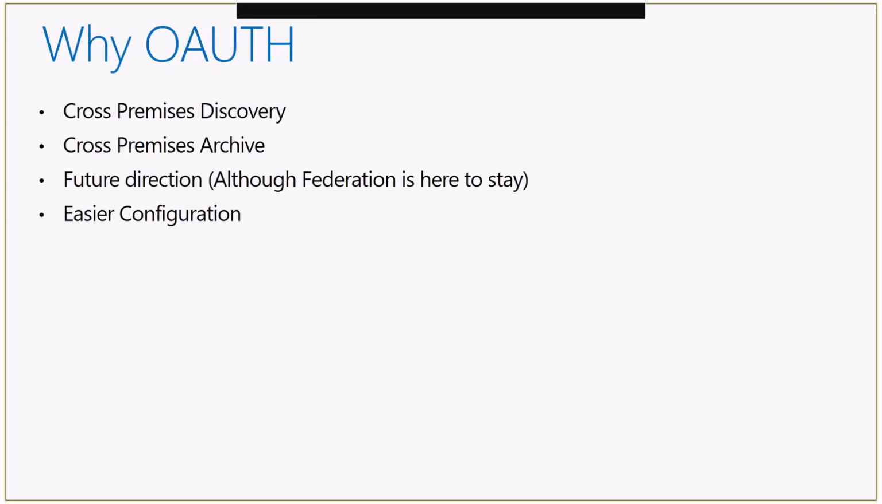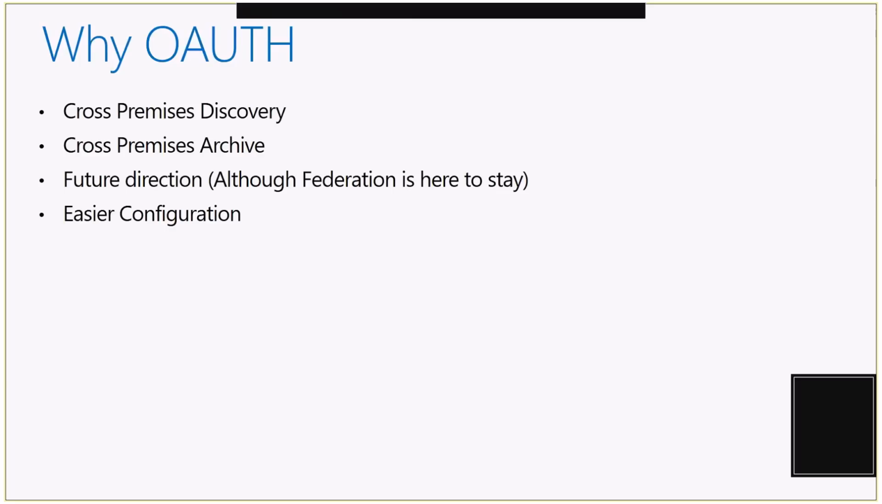OAuth is designed to perform the authentications that used to be done by the Microsoft Federation Gateway for certain features. It was done through what we used to coin as XTC, XSO to the cloud, and now that's been replaced, and we use OAuth for that. Again, the Federation Gateway is here to stay. It just doesn't work for certain features, and it hasn't since Wave 15. Some of those features are cross-premises discovery and cross-premises automatic archiving, like MRM policies and things of that nature.